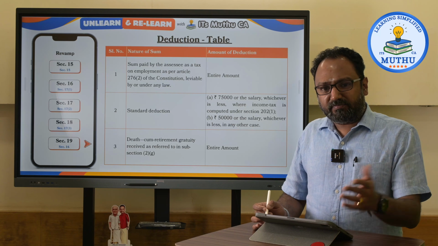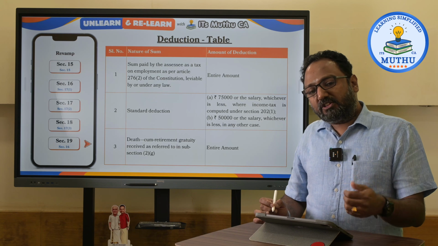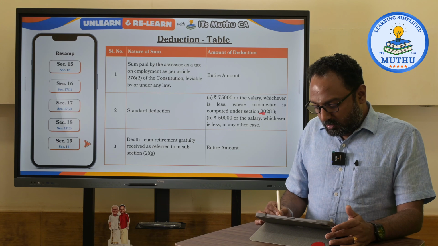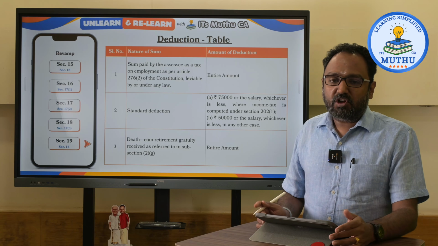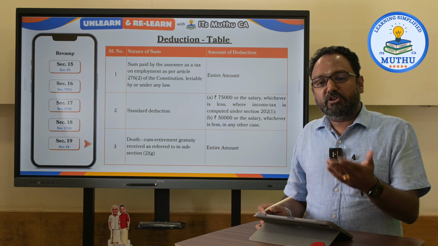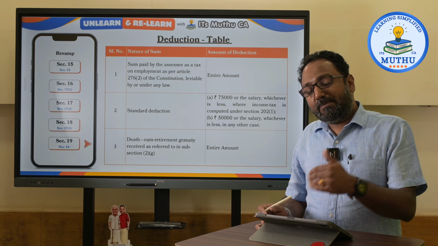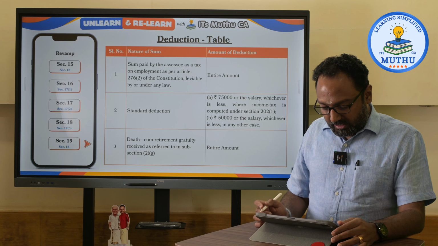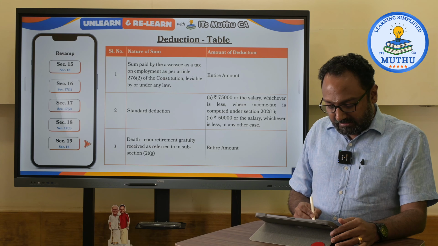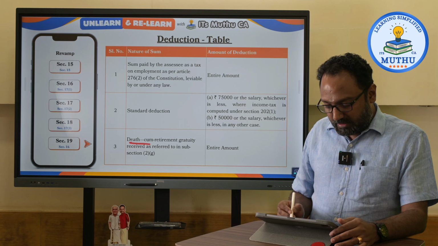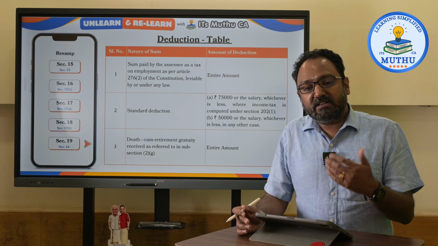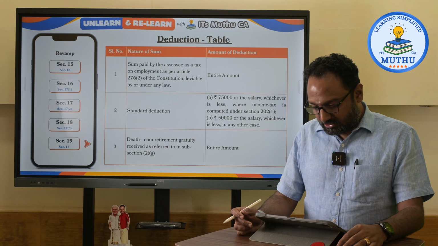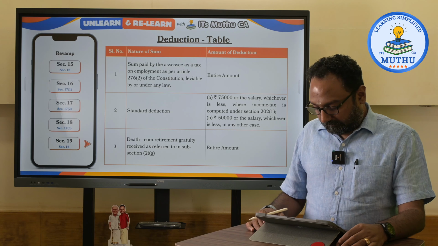Standard deduction, of course, is a very common thing. 75,000 in the default tax regime and 50,000 in the old regime. So section 202 is nothing but the equivalent of section 115BAC. 115BAC is your new regime. So the replacement of 115BAC in the Act 2025 is section 202. So that's what it's talking about. And then you have gratuity, like let's say the third item was death cum retirement gratuity. If the gratuity is received in lieu of death, then the entire amount is allowed as deduction. So that is about your deduction table.